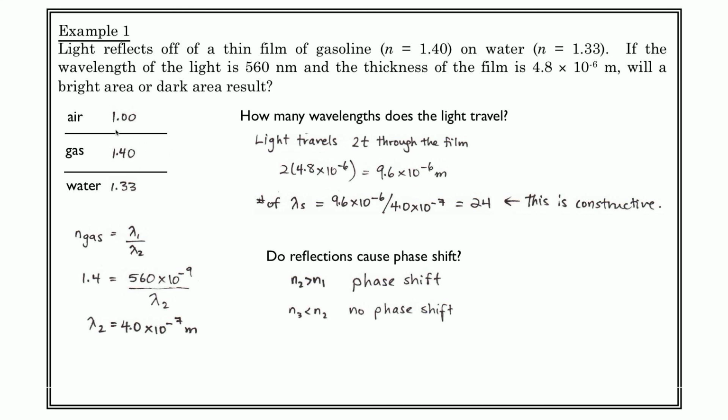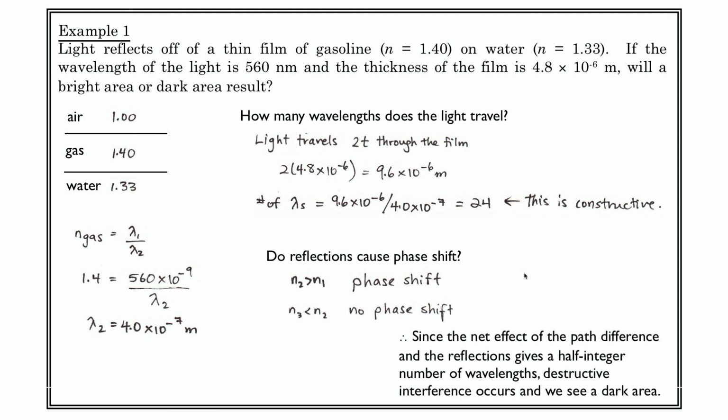So this first wave comes in, is phase shifted. This second wave comes down, is not phase shifted because of here, and is not phase shifted because of the distance that it travels. We discovered that up here. So we end up getting one phase shifted beam and one not phase shifted beam. And the net effect of path difference and the reflections gives a half integer number of wavelengths, and we see destructive interference occurs. So that would mean a dark area.